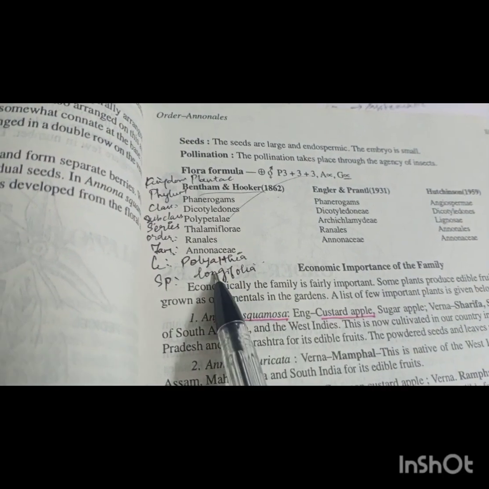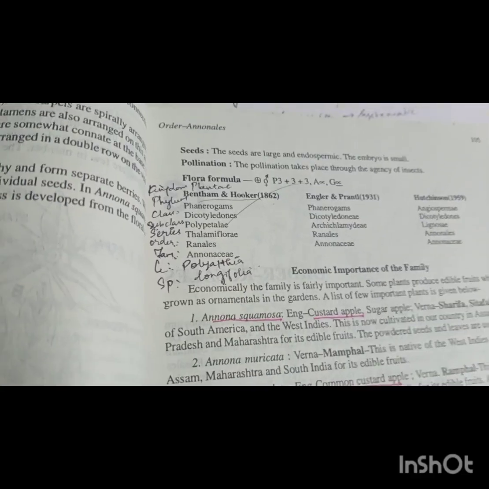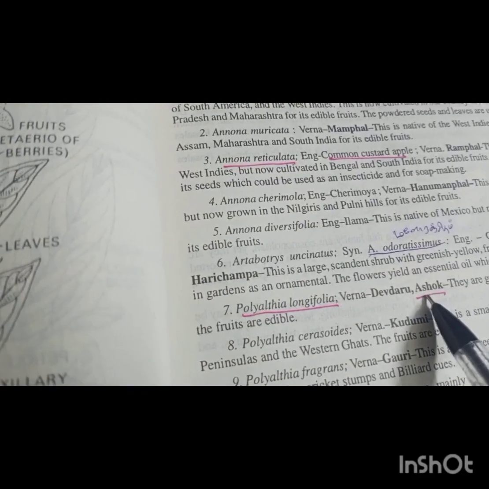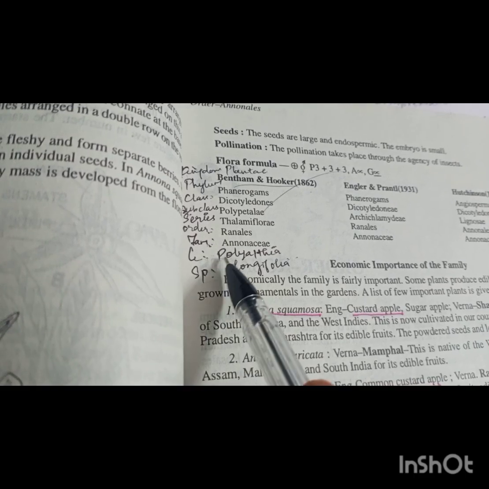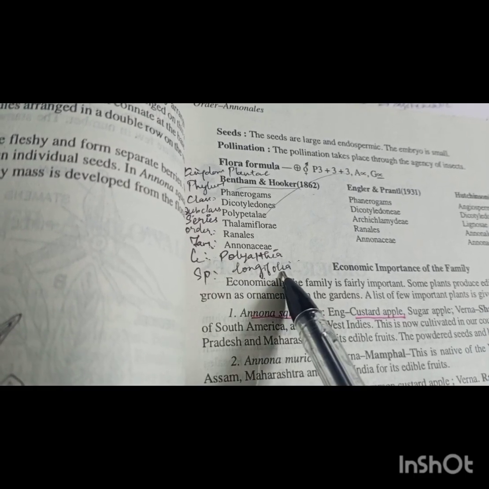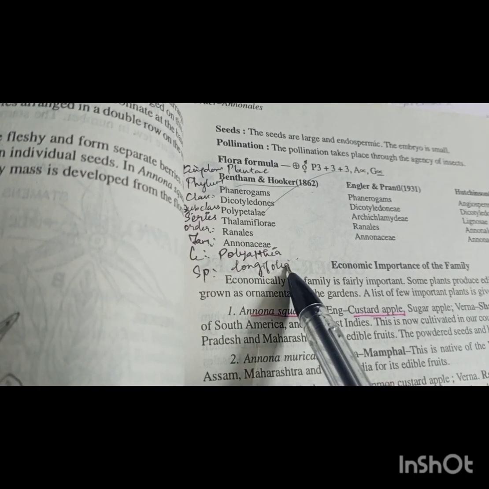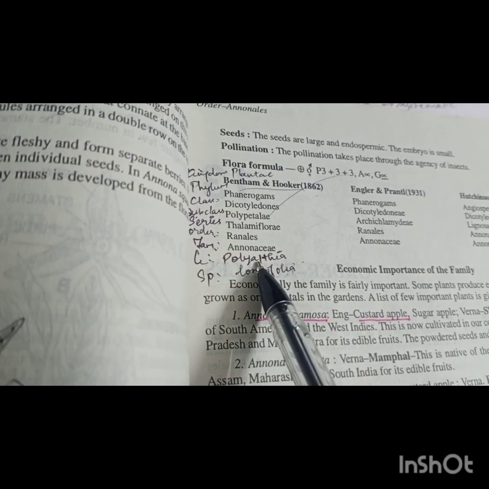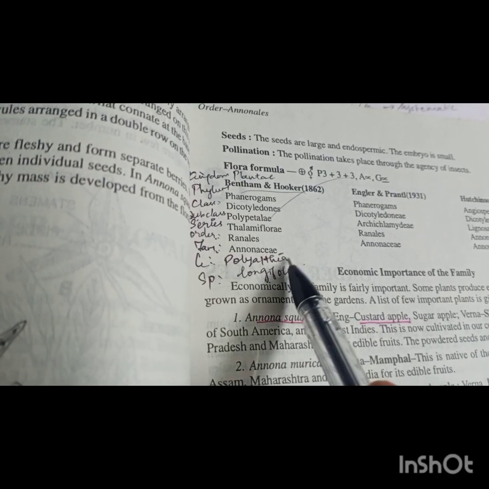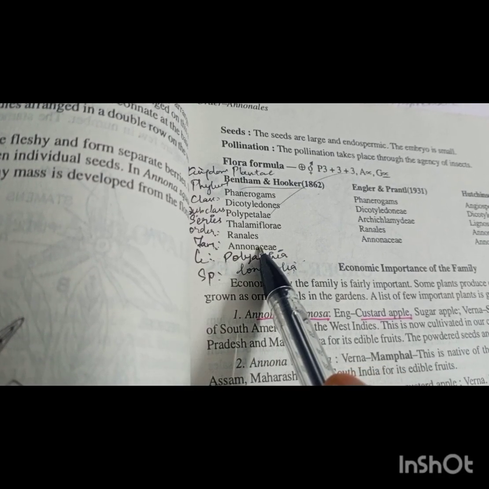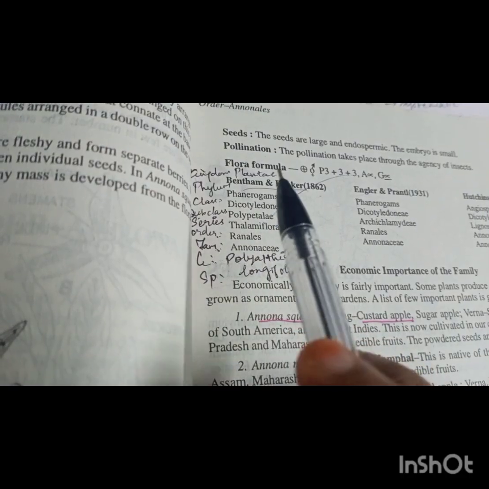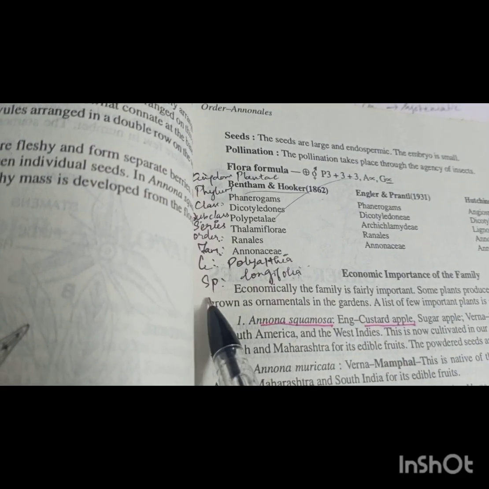For example, I have here Polyalthia longifolia, which is the scientific name for the Ashoka tree. And this longifolia indicates the species, and it belongs to the genus Polyalthia, which belongs to the family Annonaceae. In that order, it will reach from the lower stage to the upper stage.